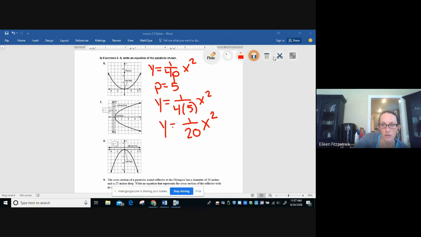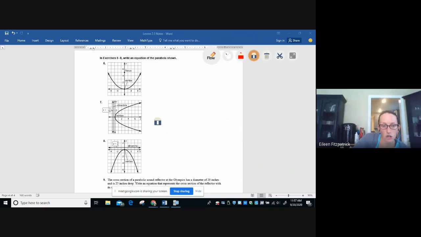Number 8 will be the last one. It's opening down, so I know my p-value has to be negative. Its vertex is at the origin, so there are no h and k values. So my equation I'm going to start with is y is equal to 1/(4p) x squared. All I need to do is figure out the p-value. How far away is the directrix from the vertex? It's 3/5 of a unit away.